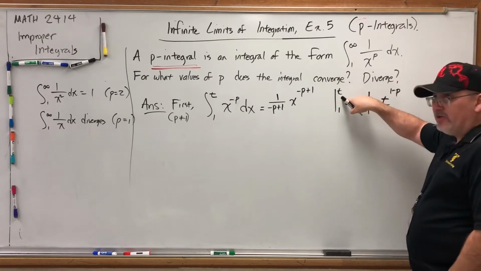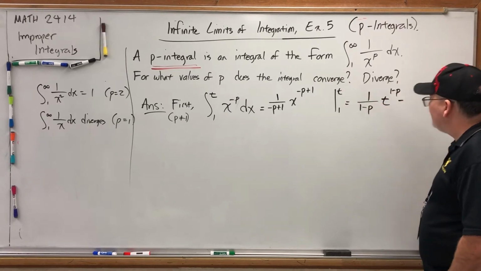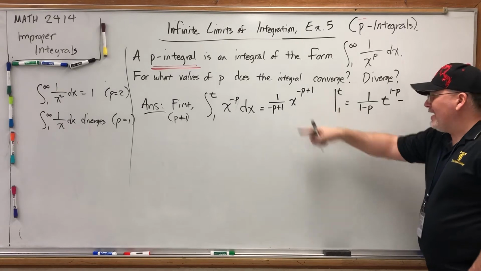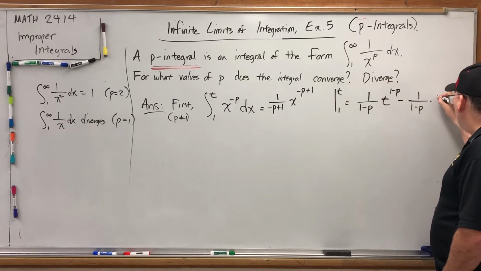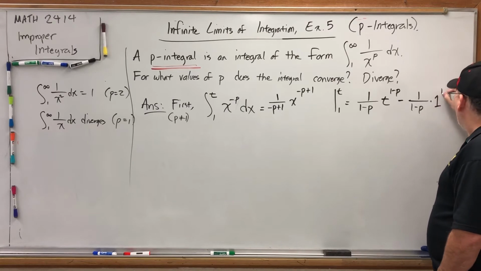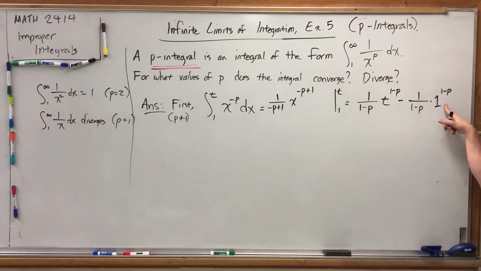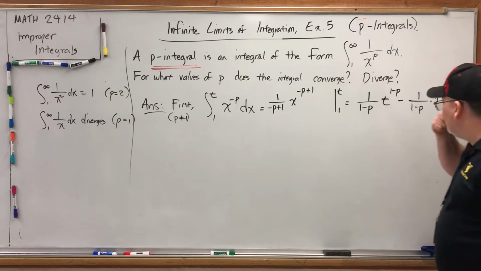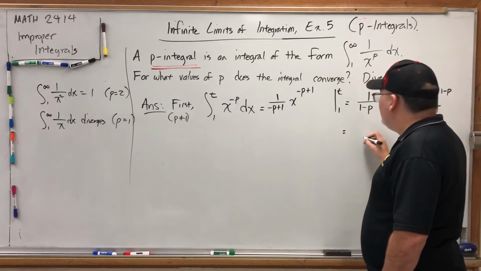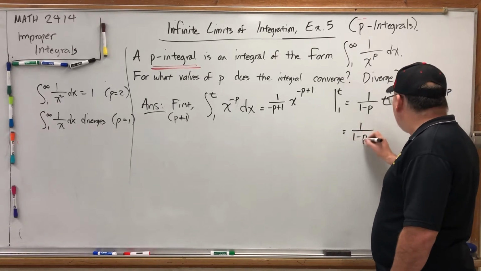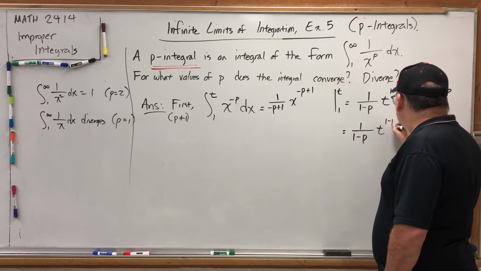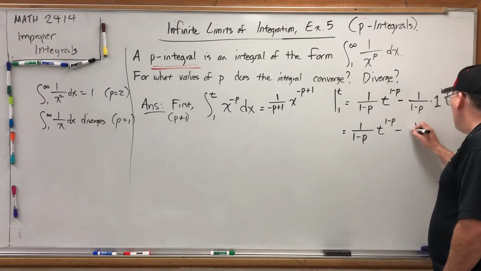Remember, we're substituting the upper limit. Minus, if we substitute 1 for the x, we get 1 over 1 minus p times 1 to the 1 minus p, but this is just equal to 1. So 1 times 1 over 1 minus p is 1 over 1 minus p. So our definite integral becomes 1 over 1 minus p times t to the 1 minus p minus 1 over 1 minus p.